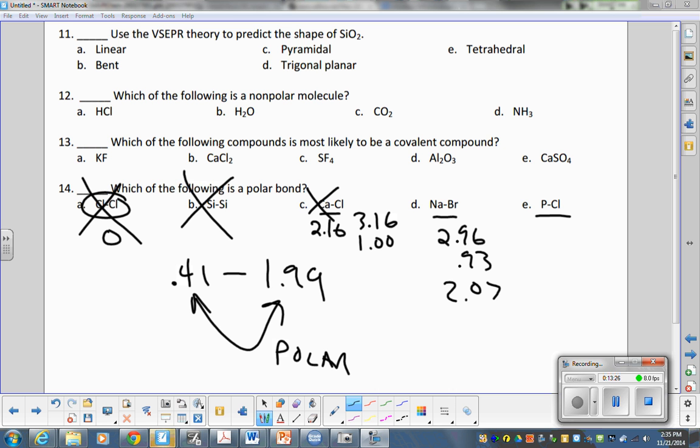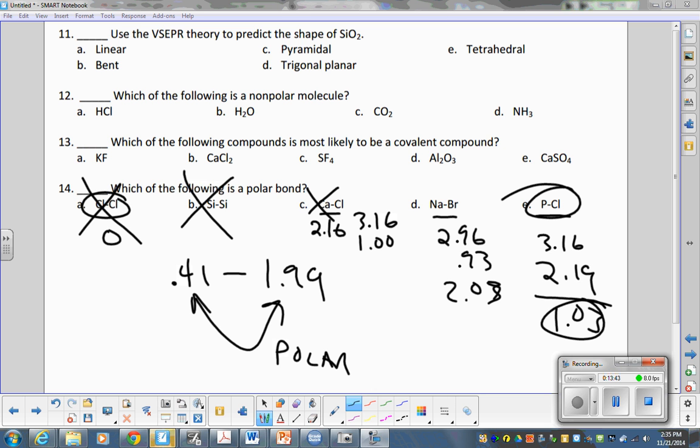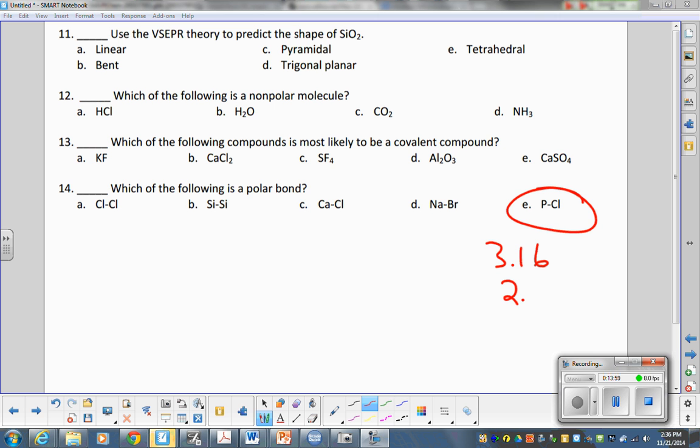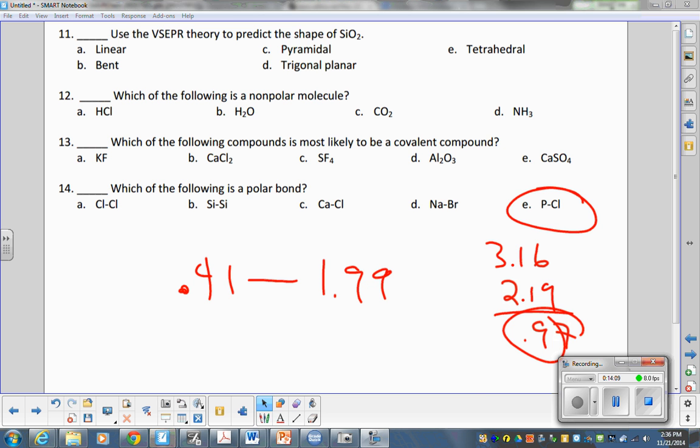When you take the values, this is just subtraction. You learned this in like 2nd grade. 3.13 minus 2.19. Bingo, right there. You're going to be left with 1.03, which falls in the range of a polar bond. You're just subtracting the smaller number from the larger number. Hold on, it's going to be this one. Apparently, I looked at my numbers wrong, or I can't subtract. I'll have to go back to school. It's 3.16 minus 2.19, which is going to be 0.97. Either way, it has to fall between the range of 0.41 to 1.99, and that falls in the range. That's a polar bond. If it's less than 0.4, it's nonpolar. If it's 2 or greater, it would be ionic. So this would fall under the category of a polar bond.